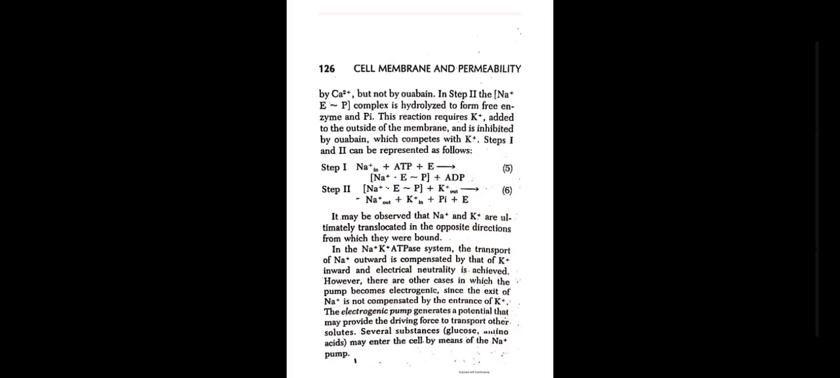In the sodium-potassium ATPase system, the transport of sodium outward is compensated by that of potassium inward and electrical neutrality is achieved. However, there are other cases in which the pump becomes electrogenic, since the ejection of sodium is not compensated by entrance of potassium. The electrogenic pump generates a potential that may provide the driving force to transport other solutes. Several substances, such as glucose and amino acids, may enter the cell by means of the sodium pump.